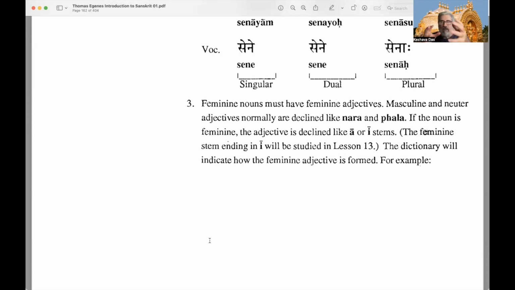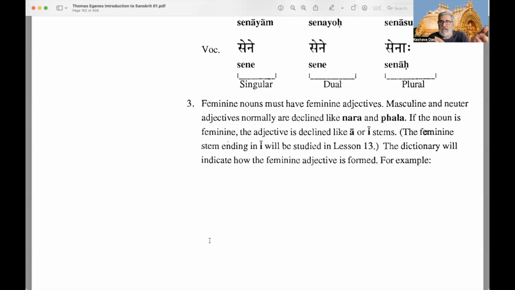So just remember, adjectives agree with the noun that they describe in number, gender, and case. So feminine nouns must have feminine adjectives. Masculine and neuter adjectives normally are declined like nara and phala, right? So we have Krishna and Vana, Vrindavana, right? So nara and phala, or men and fruit, these are the paradigms or examples that he gives for masculine A ending and neuter A ending nouns.